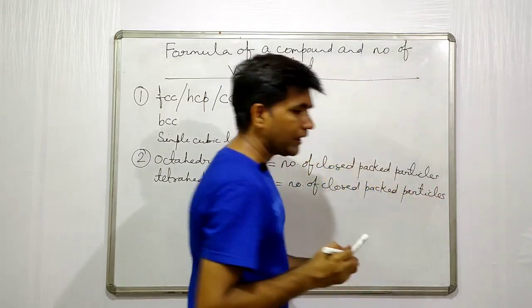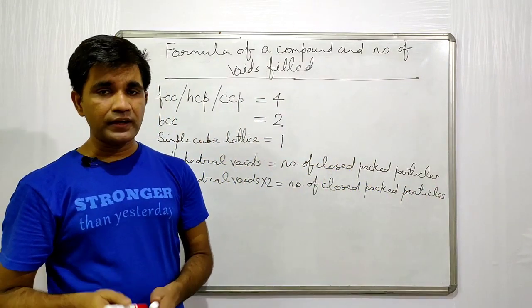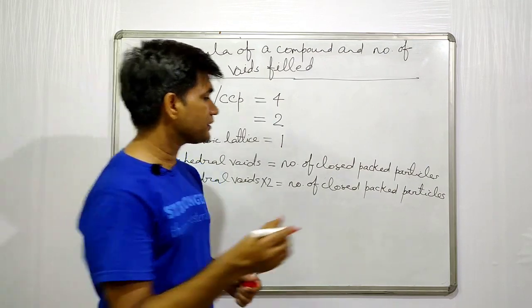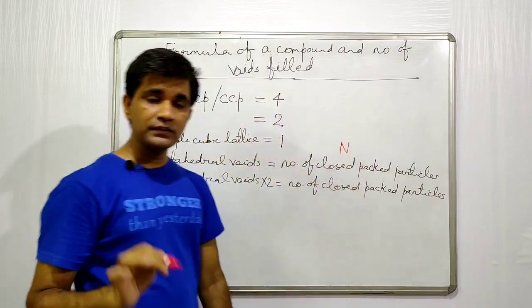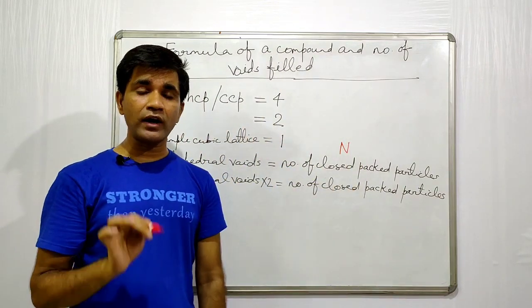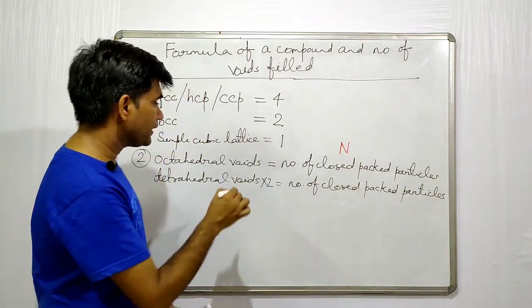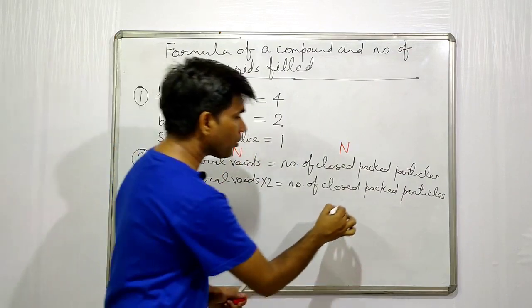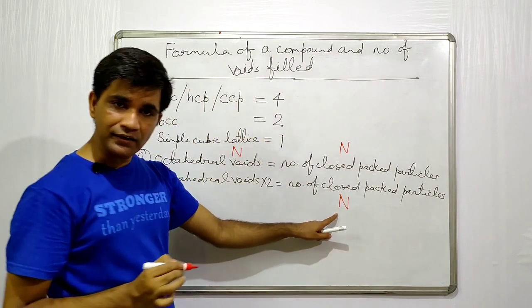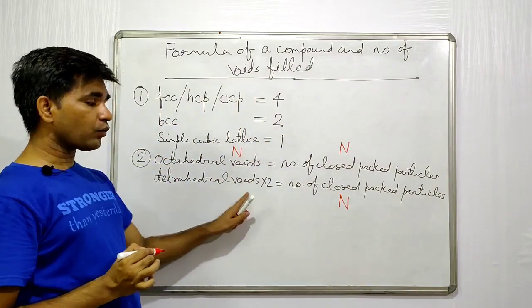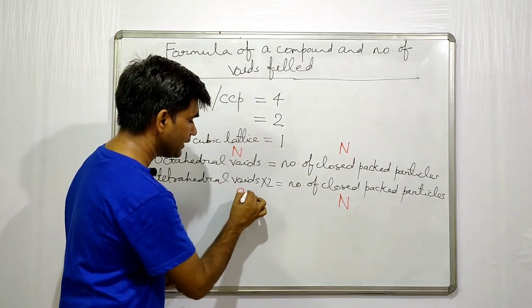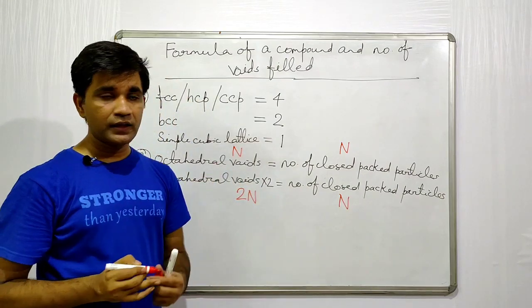For example, if in a crystal lattice number of constituent particles or number of closed packed particles is equal to n, then the number of octahedral voids which are present in that lattice is also equal to n. Whereas if the number of closed packed particles is equal to n, then number of tetrahedral voids are twice the number of closed packed particles, means it is equal to 2n.